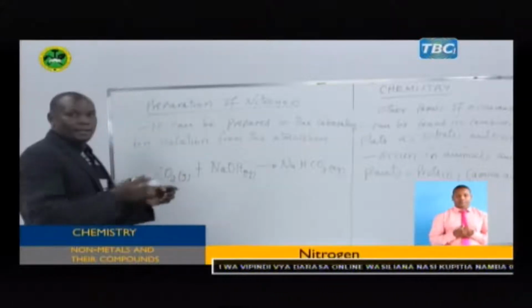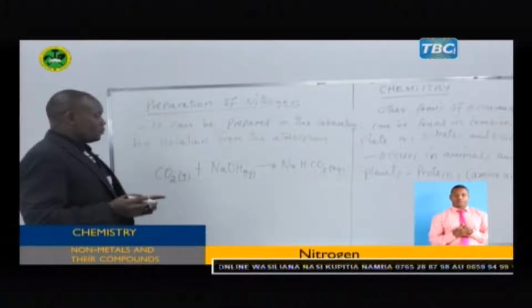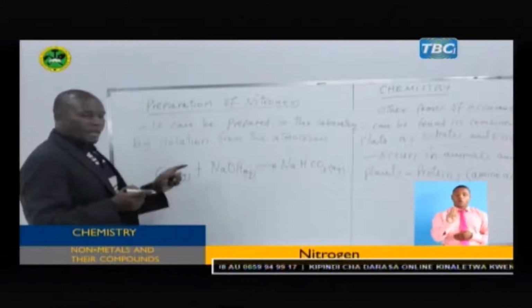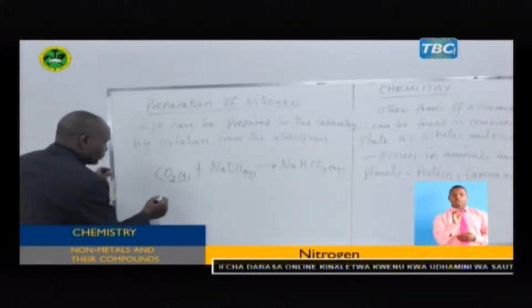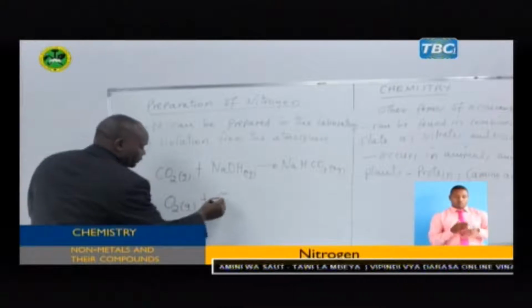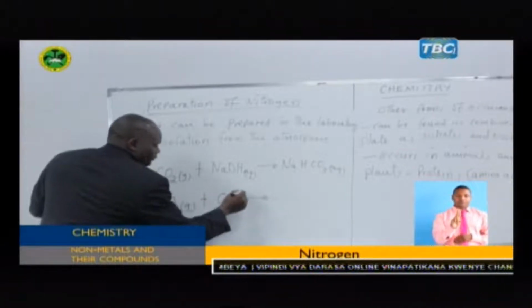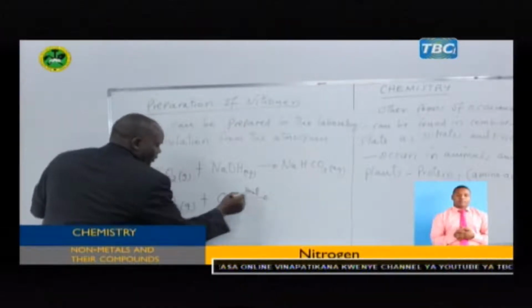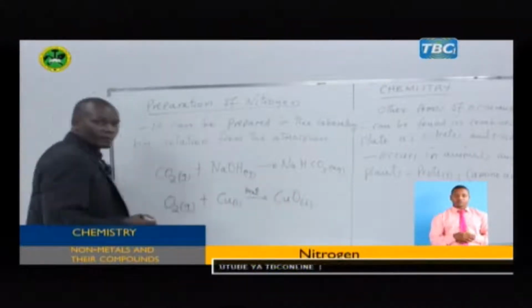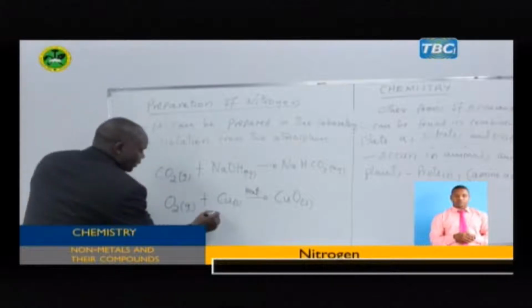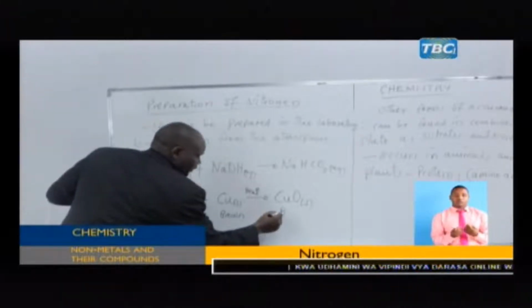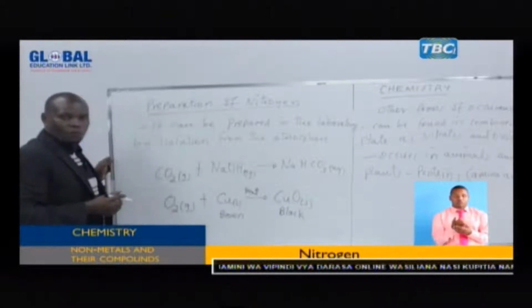So here again, the air is passed through heated copper. The aim of passing the air through heated copper is to trap oxygen gas. Which means that when oxygen gas is passed through heated copper, the copper reacts with the oxygen to form copper oxide, which is solid. And there is a change in color. Copper solid is brown, resulting in the formation of a black solid, which is due to the formation of copper oxide.